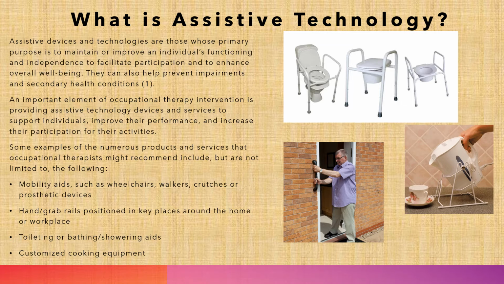An important element of occupational therapy intervention is providing assistive technology devices and services to support individuals, improve their performance, and increase their participation in their activities. Some examples of the numerous products and services that occupational therapists might recommend include mobility aids such as wheelchairs, walkers, crutches, or prosthetic devices, hand or grab rails positioned in key places around the home or workplace, toileting or bathing/showering aids, and customised cooking equipment.